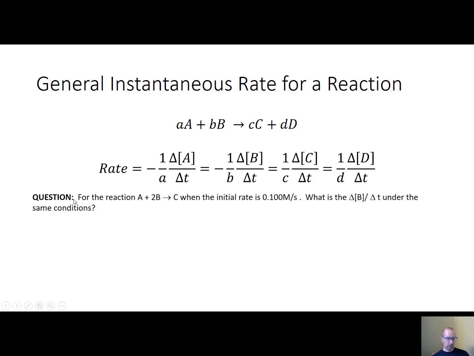And then your book's got this great question: for the reaction A plus 2B goes to C, if the initial rate is 0.1 molar per second, what is the change in concentration of B with respect to time under the same conditions? So there's an actual number that you would get to with this that's based on what we have here, specifically this part, if you want to take a look at it.